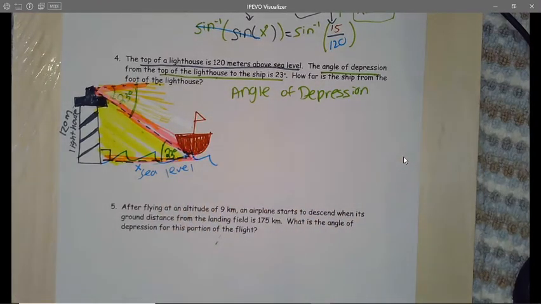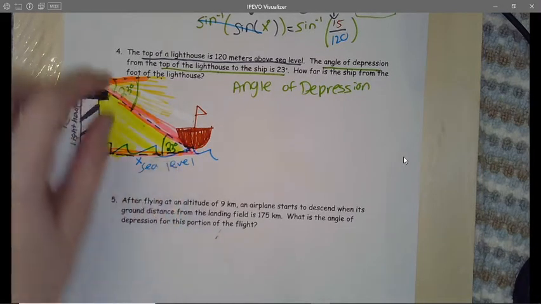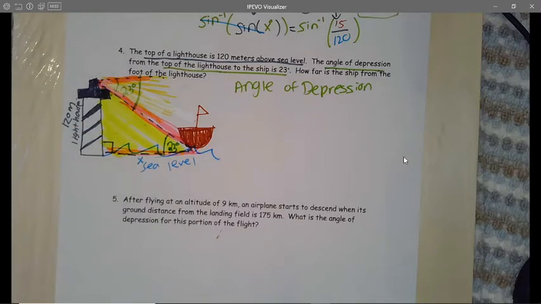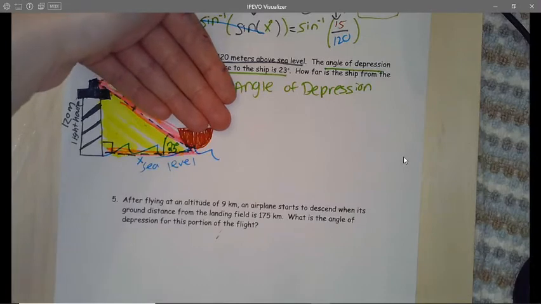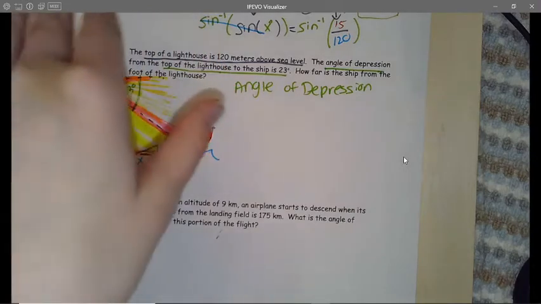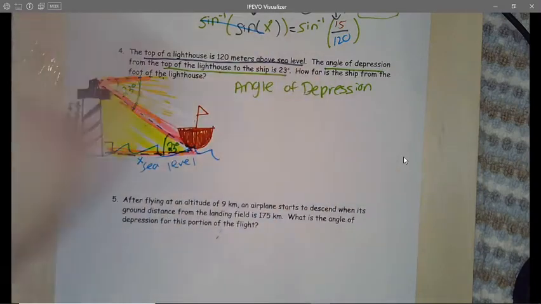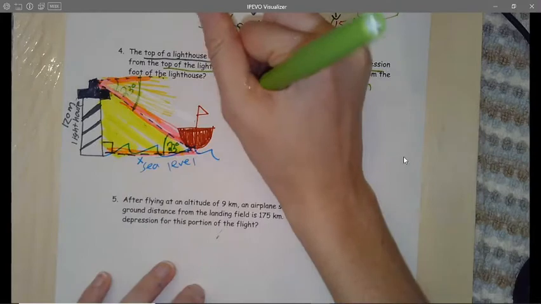Guys, anytime you have an angle of depression, you can use an alternate interior angle to get the angle of depression into your right triangle, which is pretty cool. Other than that, I don't need to use the angle of depression anymore. We have to use it to get into the right triangle, but after that, we don't really use it anymore. But that is how we're going to solve.